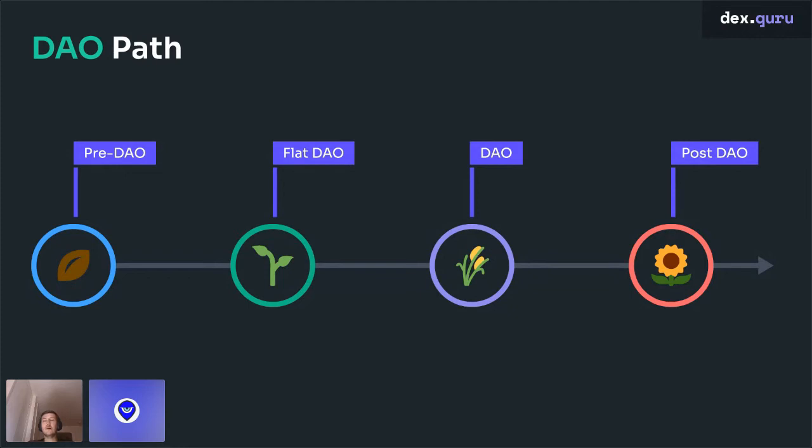Regarding our model, the DAO lifecycle has four main stages. Of course, in a real DAO, some steps can be skipped or take place in a different order. Some DAOs will never reach the later stages, and that's okay. So the first step, as we can see, is pre-DAO.